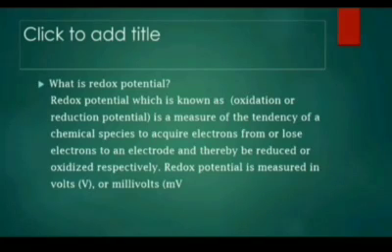Today my topic is about redox potential, but before that I would like to tell you that electrochemistry is the branch of chemistry that deals with the relationship between electricity and chemical reactions. It involves oxidation and reduction reactions, which are commonly known as redox reactions. Redox reactions either take place spontaneously and produce electricity, or electricity is used to drive non-spontaneous reactions.